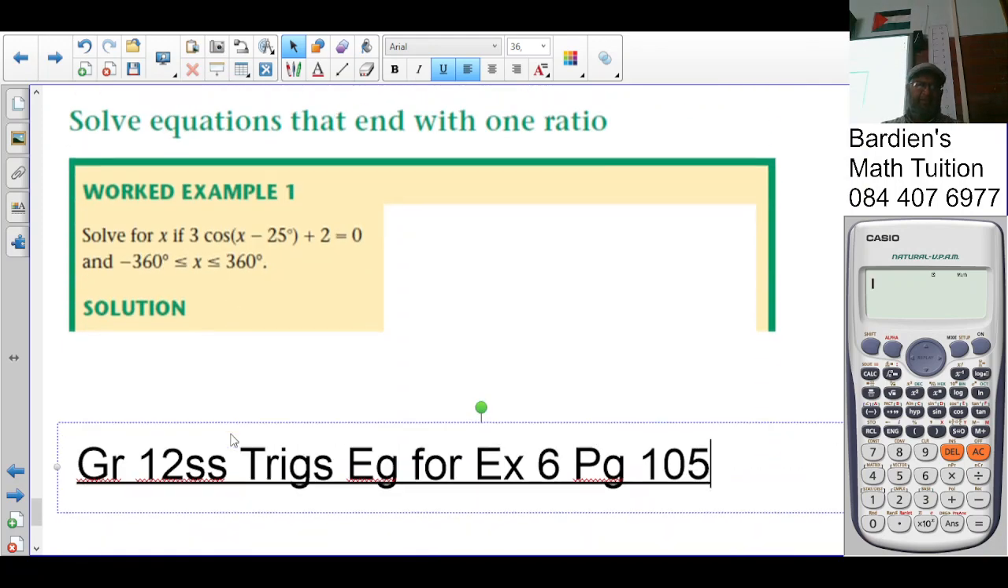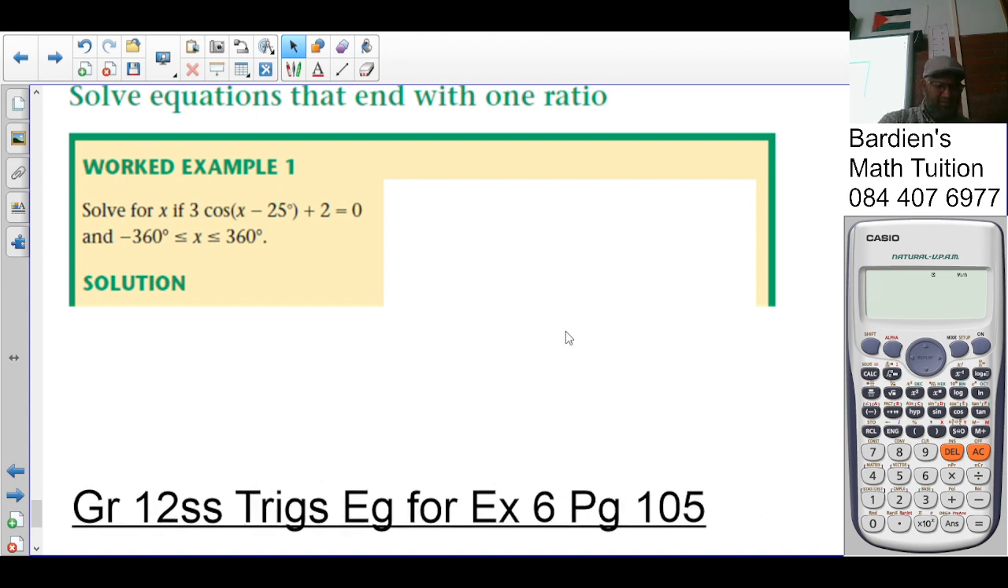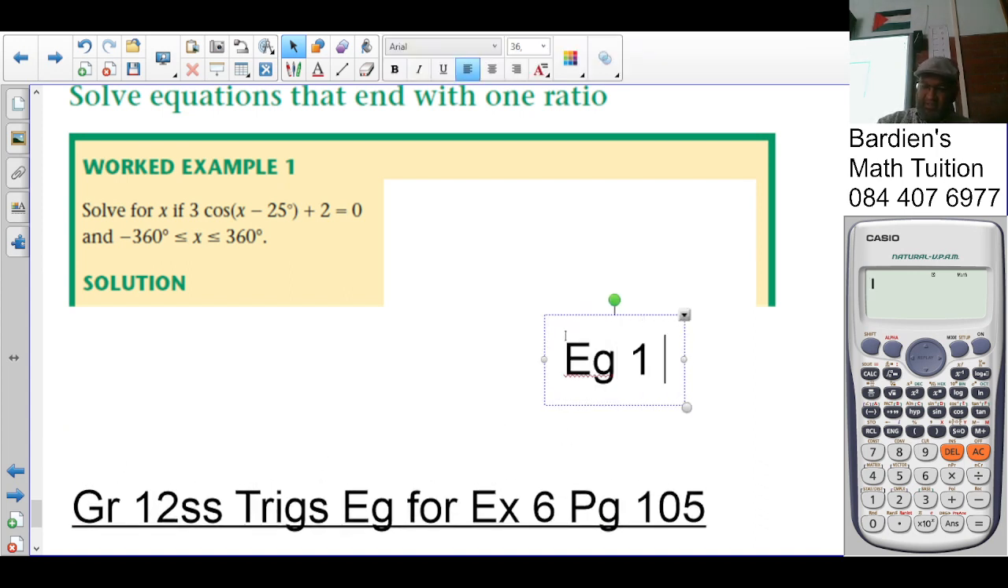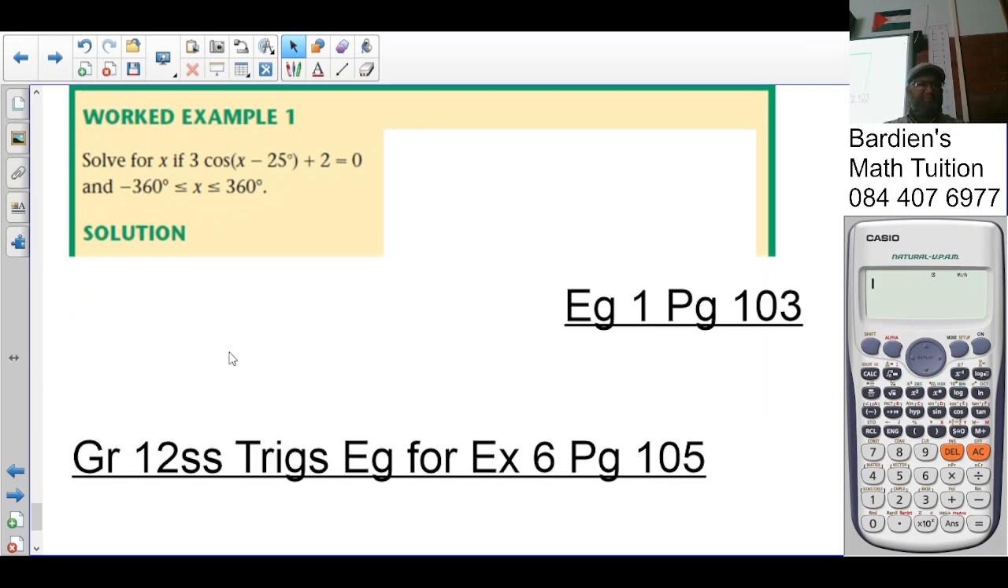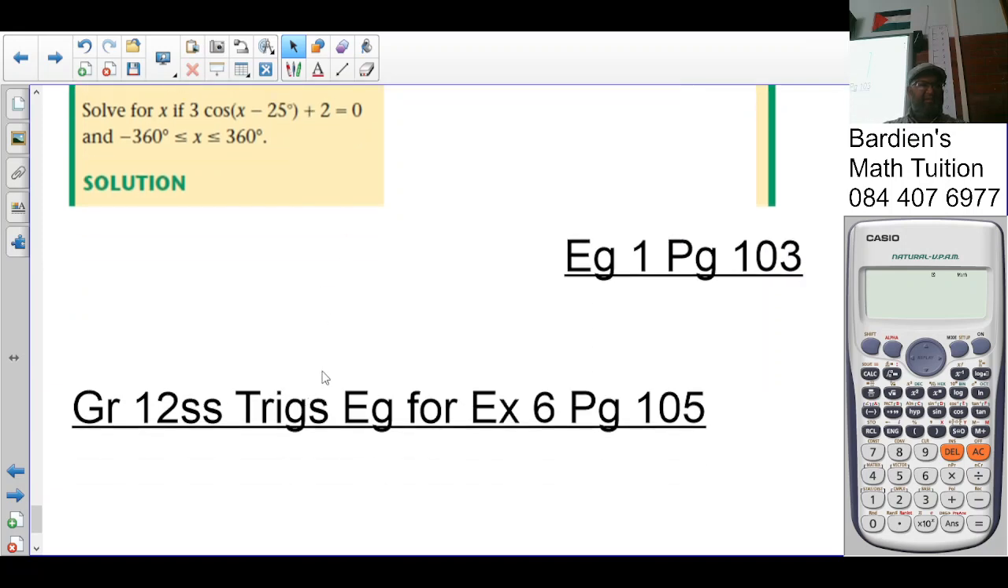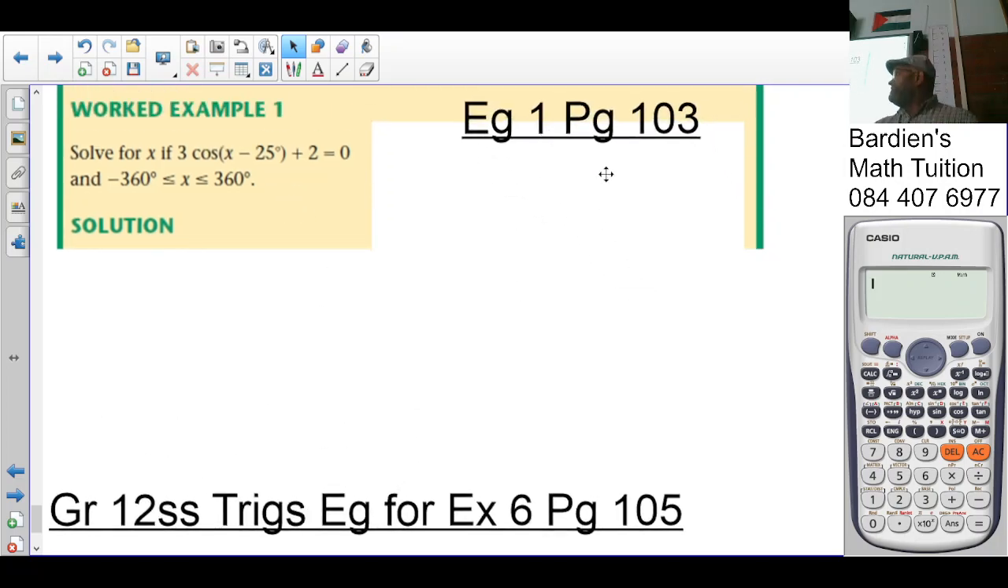Okay. So this is example 1, and example 1 is on page 103. Alright. So we are asked to solve for x if 3 cos(x minus 25) plus 2 is equal to 0, and x is greater than or equal to negative 360 but less than or equal to 360.